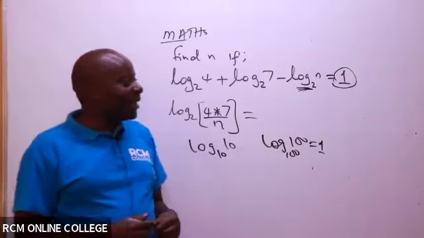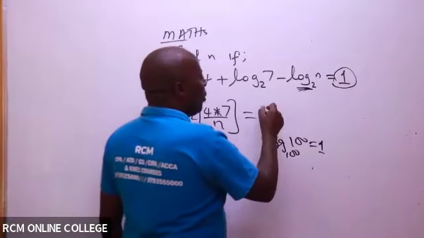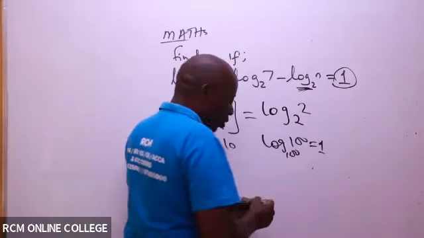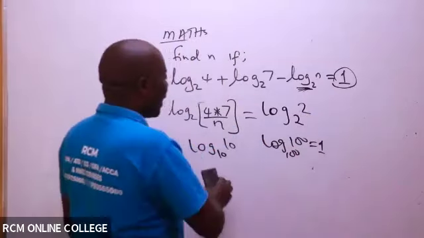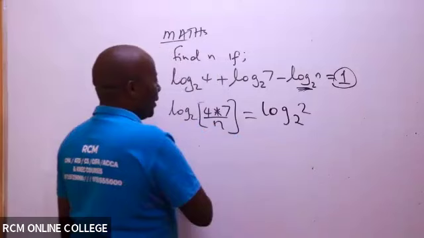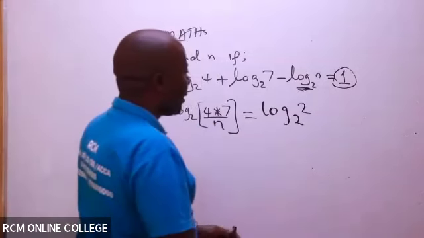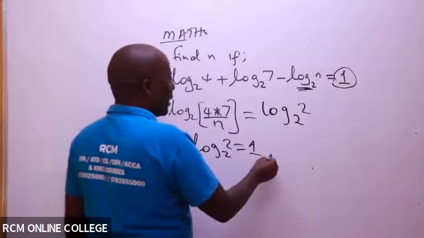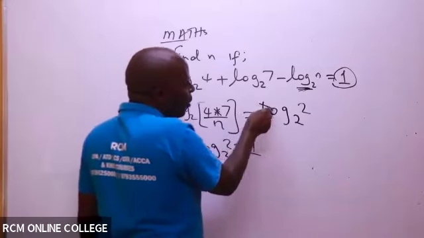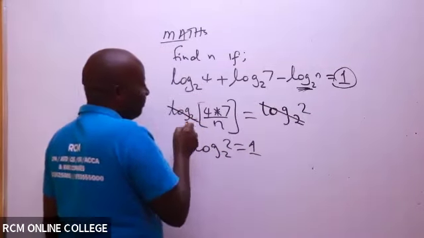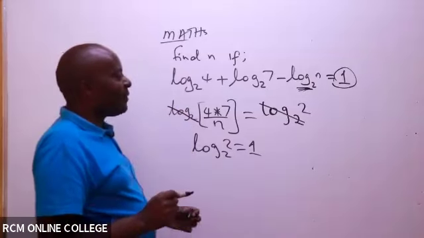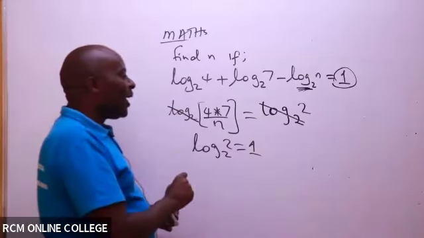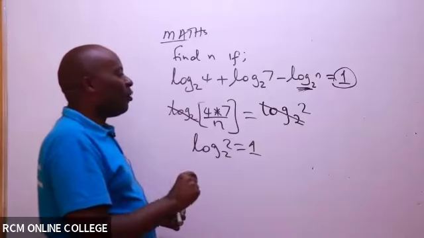Great, thank you so much. So then this one here will be the same as log 2 to base 2. So basically log 2 to base 2 is exactly equal to 1. And because the logs to base 2 are the same, we can cancel them. And then now we make n the subject of the formula.